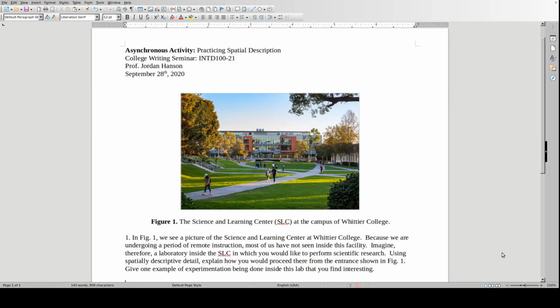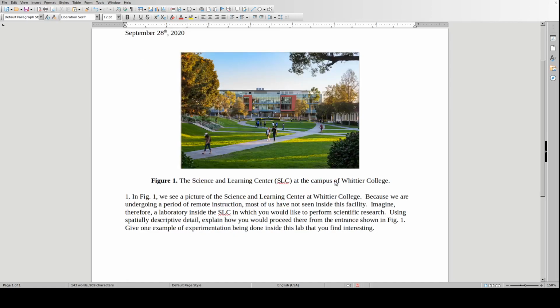My name is Jordan Hansen, and today we practiced spatial detail, that is, using descriptive details that help the reader understand or picture a process or journey. And so pictured in figure 1 is the Science and Learning Center, my home as a researcher and a professor at the campus of Whittier College.